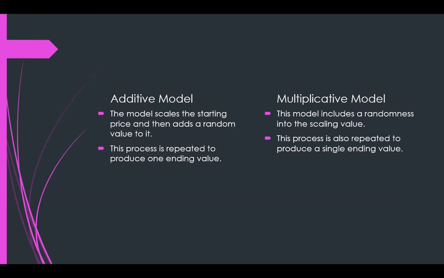The multiplicative model is a little different in some subtle ways. It actually includes the randomness into the scaling value itself instead of adding it on later, which potentially solves some bugs that you might run into, but it's probably fairly unrare. Both of these models also don't include any kind of known probability with them. They're just kind of, the scaled price is what you get.